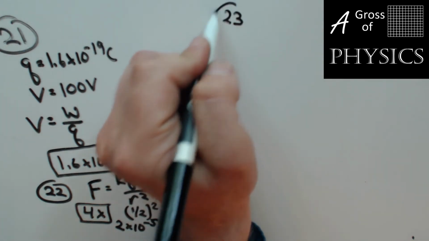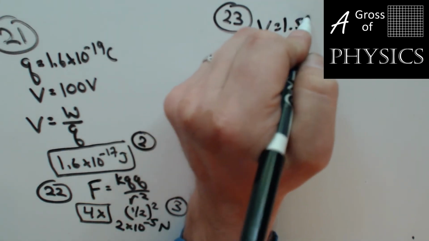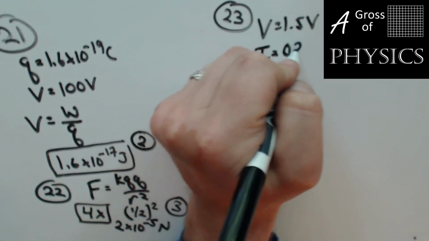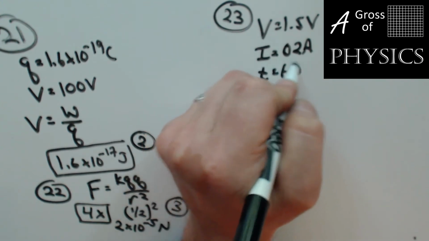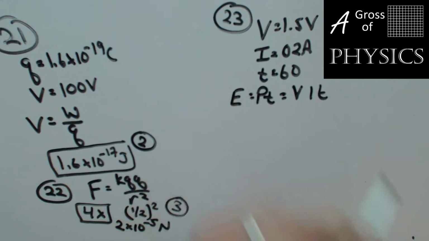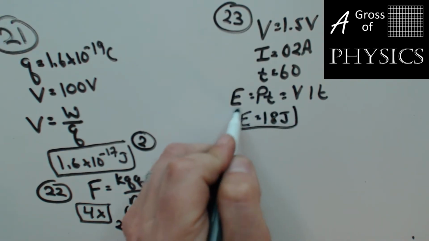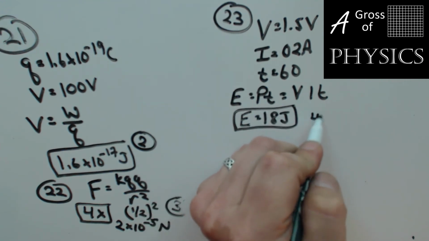On to 23. What we're looking at here is a potential difference. V is 1.5 volts and current is 0.2 amps. Time is 60 seconds. We want to find the energy. Energy is PT, or in this case, VIT, because we don't have power yet. So let's multiply the 3 together. We have 1.5 volts times 0.2 times 60. And the energy is 18 joules. And that's choice 4.